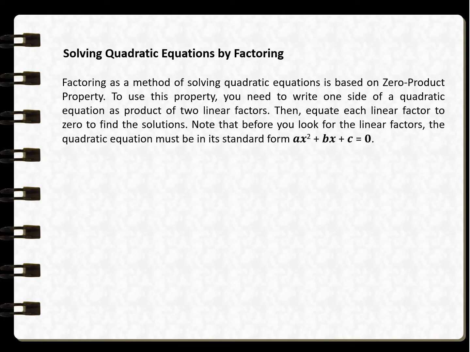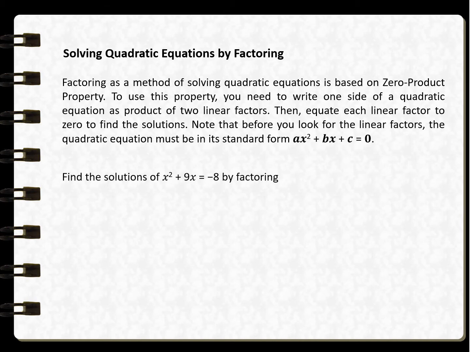Factoring as a method of solving quadratic equation is based on zero product property. To use this property, you need to write one side of the quadratic equation as product of two linear factors. Then, equate each linear equation or linear factors to 0 to find the solutions. Note that before you look for the linear factors, the quadratic equation must be in its standard form ax squared plus bx plus c equals to 0. So ano ibig sabihin nun?